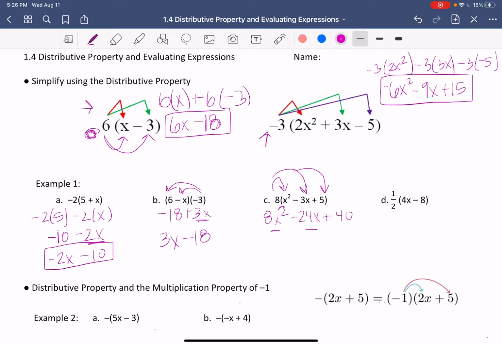And then lastly, we have d, 1/2 multiplied by 4x and times -8. So 1/2 times 4x. Okay, anytime you multiply by 1/2 of something, it's going to be cut in half. So we're left with 2x. And 1/2 times -8 gives us -4. Once again, that x variable is where it's supposed to be, so that is our final answer.